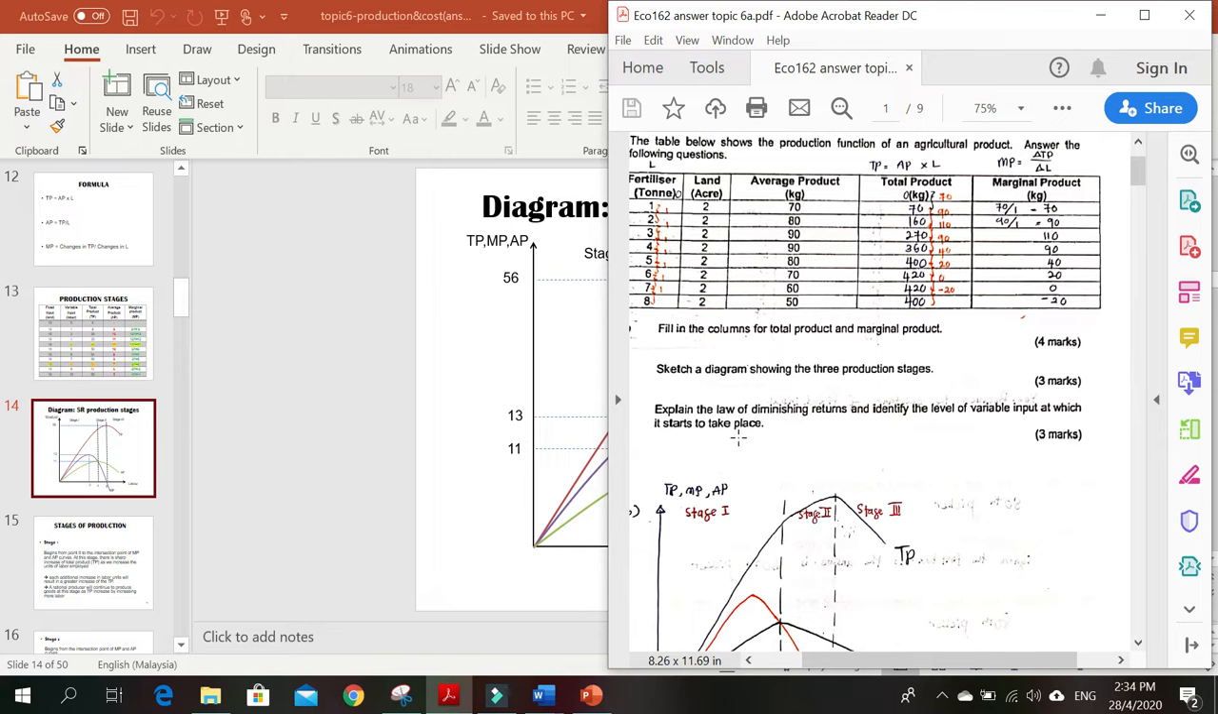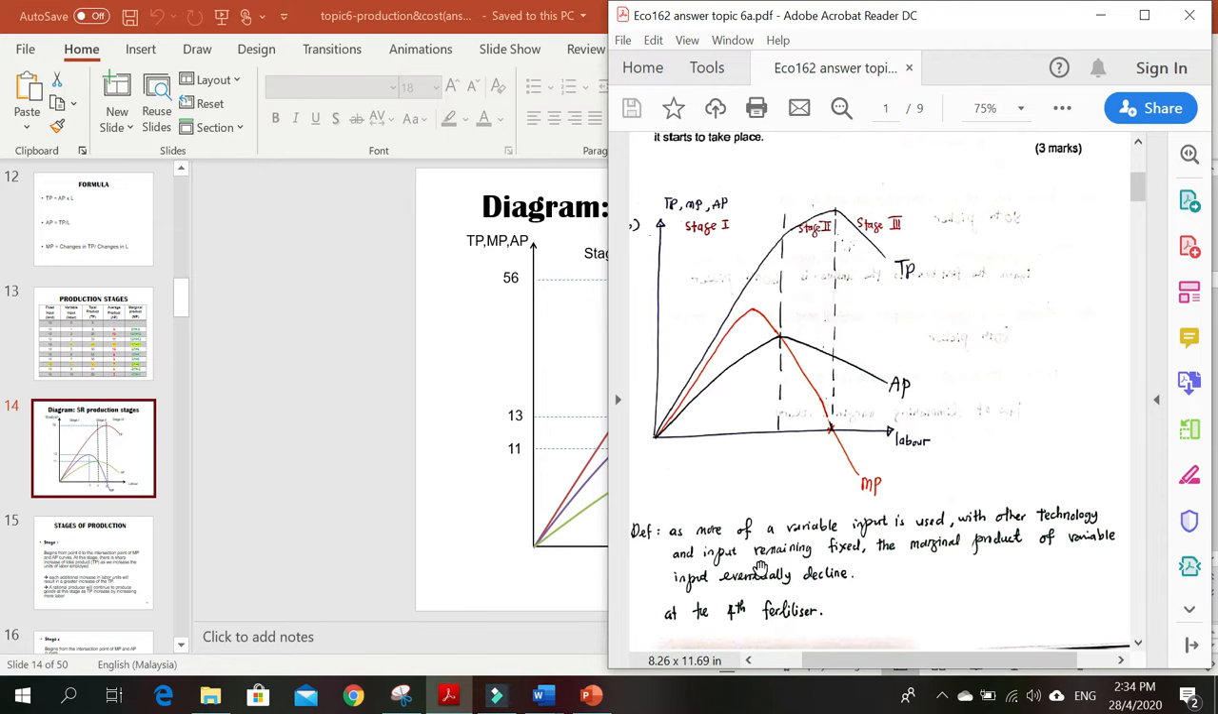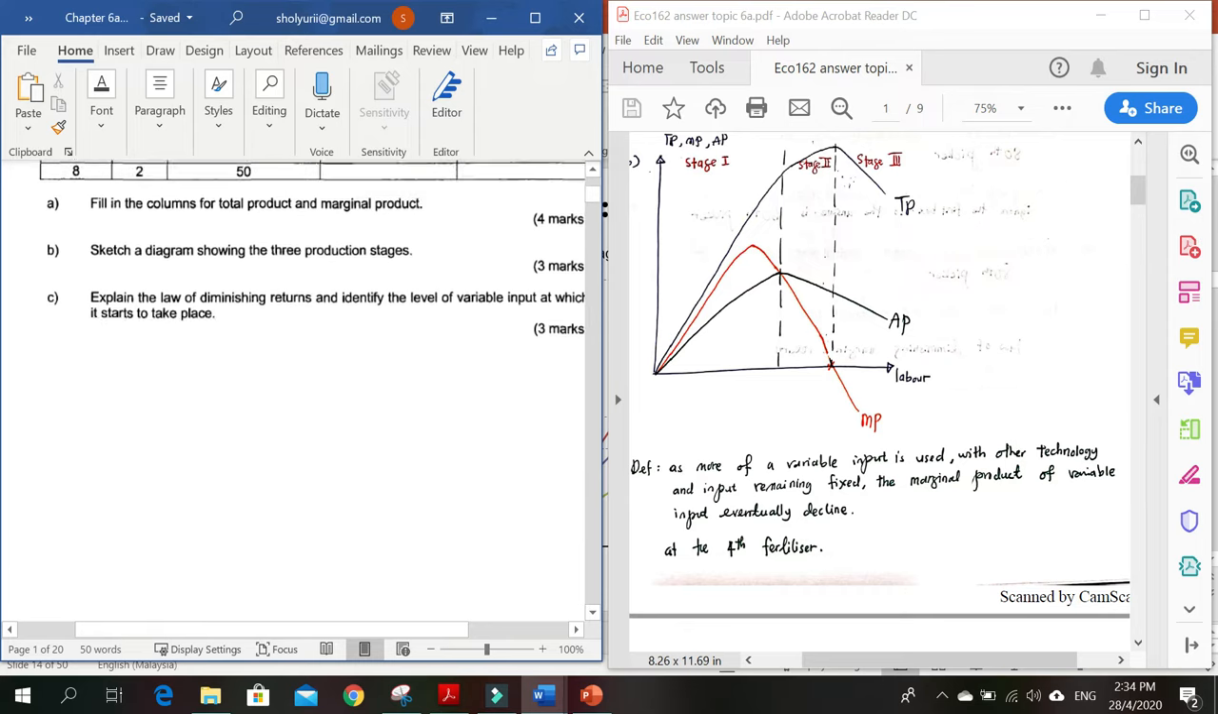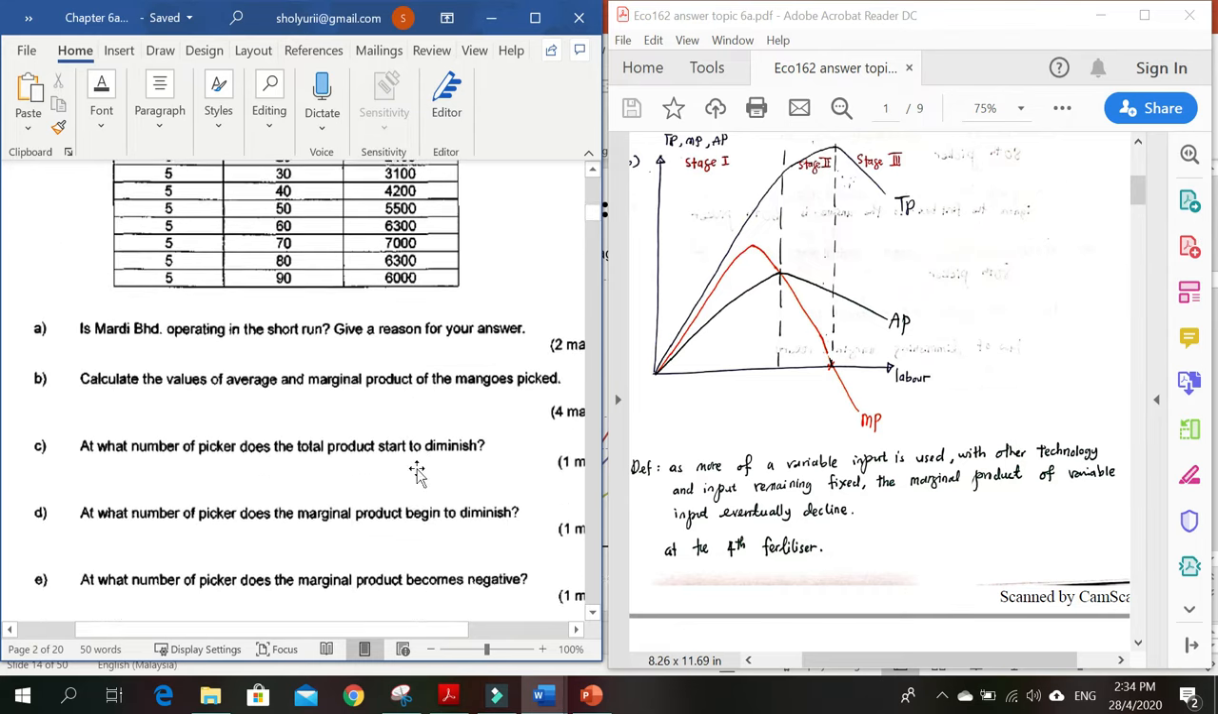Masa bila dia bermula. So I already told you, you kena tengok kotak MP. So here, you tengok bila MP start to decline. 70, naik lagi kepada 90, naik lagi kepada 110, and then dia start to decline 90. So here, where it start. Okay, look at that. How many fertilizer at that time? 4. So here, kita jawab at the 4th fertilizer. Is how you answer the question. Very simple. Okay? Alright. So, let's look at another question yang lebih challenging.